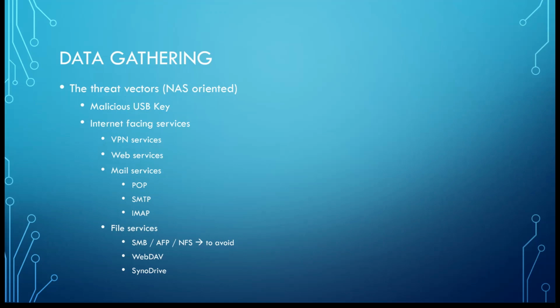If you use some VPN services, web services, like you have a web server with WordPress, for example, or the Synology packages that have a web interface. You have the mail services if you're running POP, SMTP, IMAP. Those are just examples that you can have on your Synology that can be used to compromise your NAS. And of course, you've got some file services like SMB, AFP, NFS, which of course should be avoided being exposed over the internet. You've got WebDAV and the Synology Drive application, which listens on port 6690.